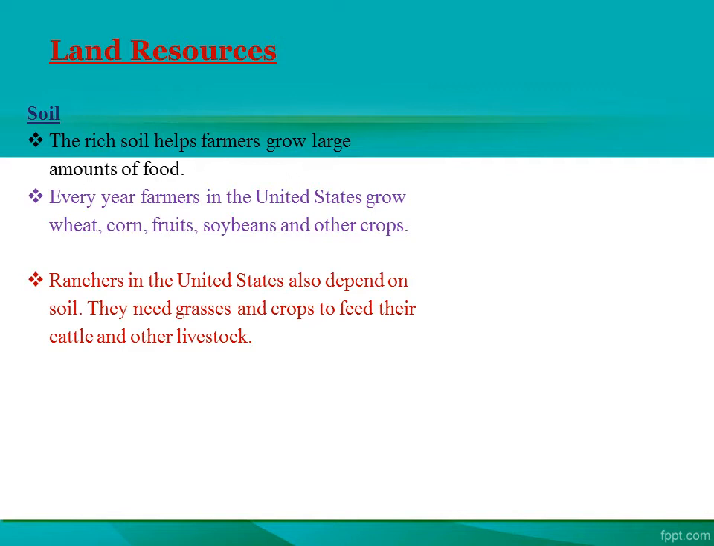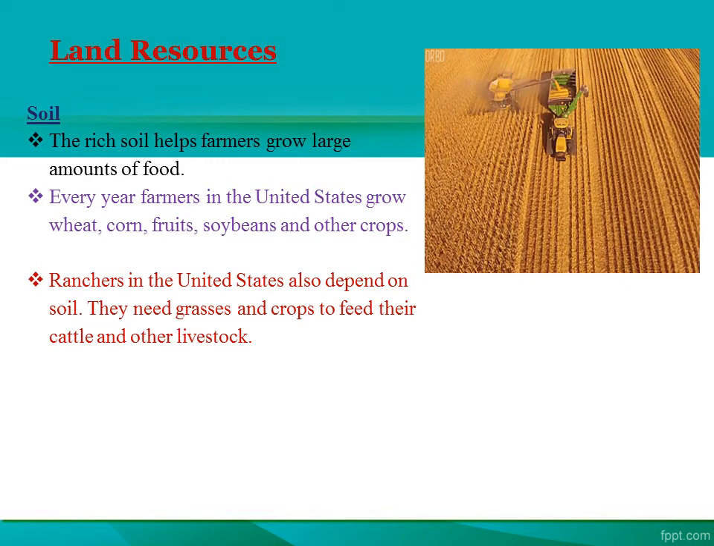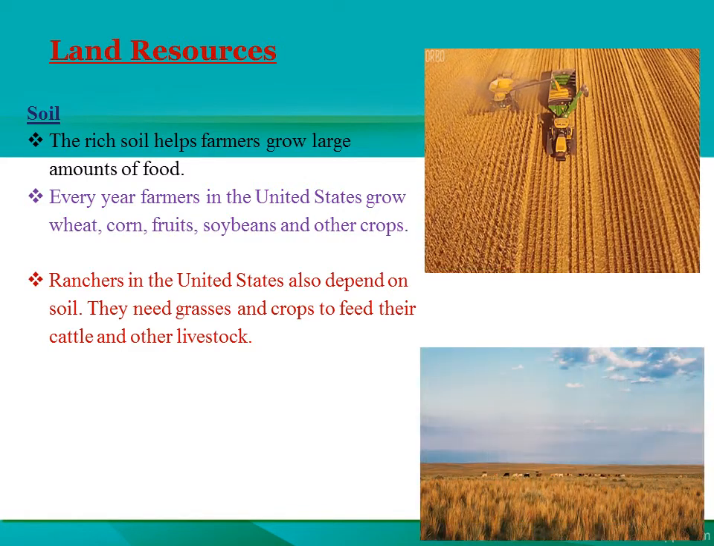The rich soil helps farmers grow large amounts of food, and every year, farmers in the United States grow wheat, corn, fruits, soybeans, and other crops. And also ranchers in the United States depend on soil. They need grasses and crops to feed their cattle and other livestock. Okay, so look at the example of corn and wheat field. All right, so let's continue.